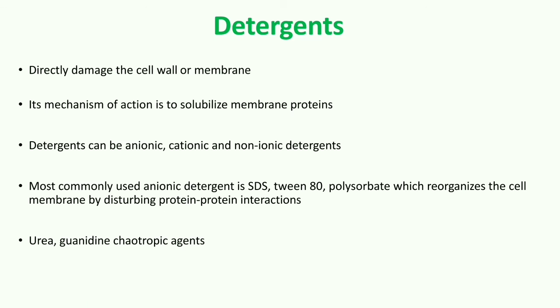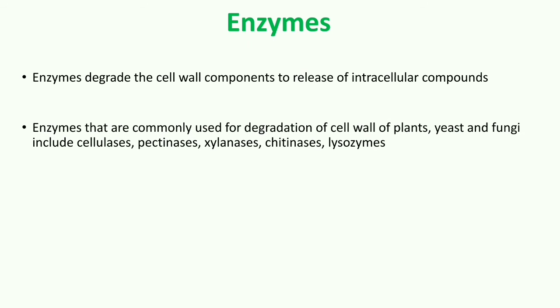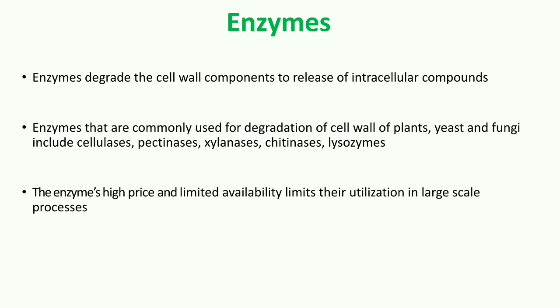One can also use chaotropic agents such as urea and guanidine to bring about lysis of cells. Detergents mainly work by decreasing the cell surface tension and causing lysis of the cell membrane. Using enzymes: enzymes degrade the cell wall components of the membrane to release intracellular organelles or compounds. Enzymes that are commonly used for degradation of cell wall of plants, yeast and fungi include various types of cellulases, pectinases, chitinases and lysozymes. These enzymes, due to their high price and limited availability, limit the utilization in large-scale processes.